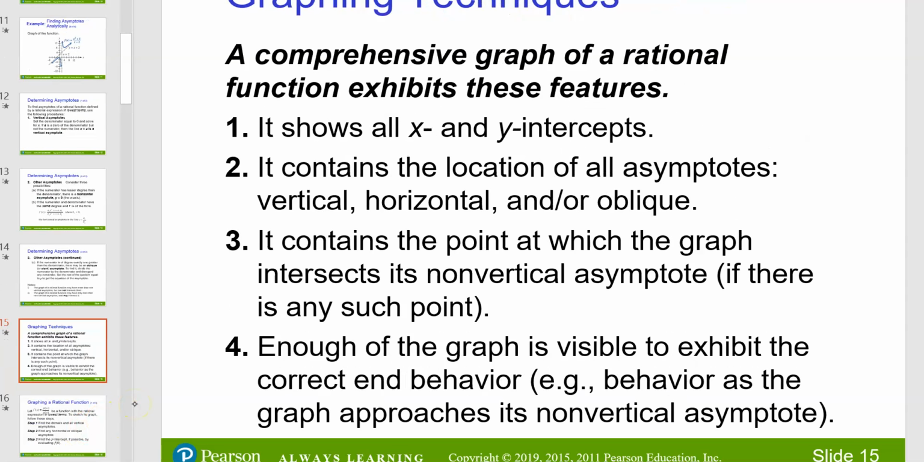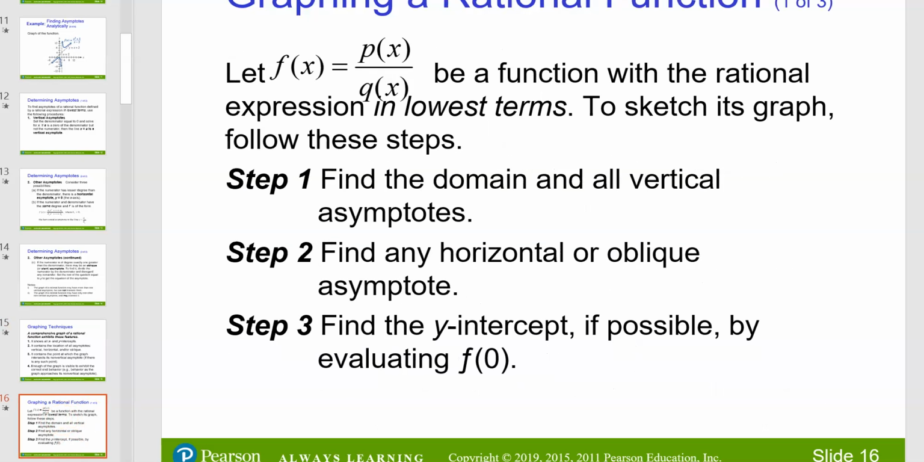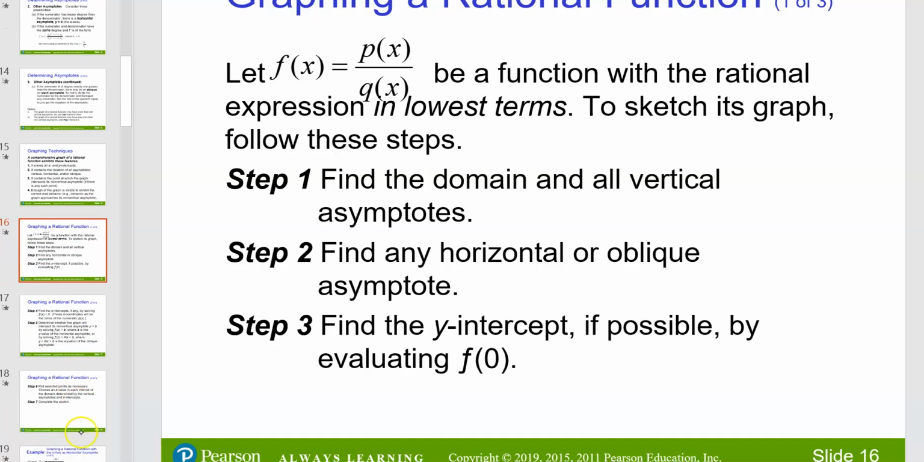Graphing techniques, I'm not as worried. I would just do what I'm showing you here. That should be good. We do the vertical, horizontal, oblique, find out the regions, and sketch the graph. That's how I would handle it.